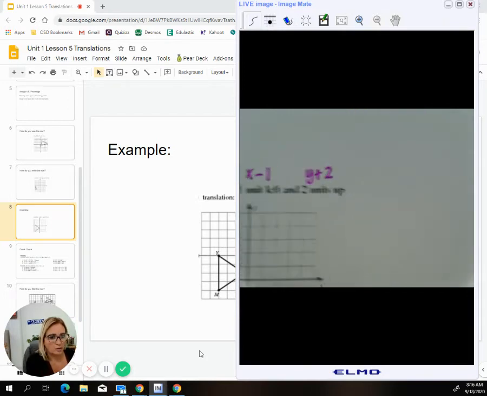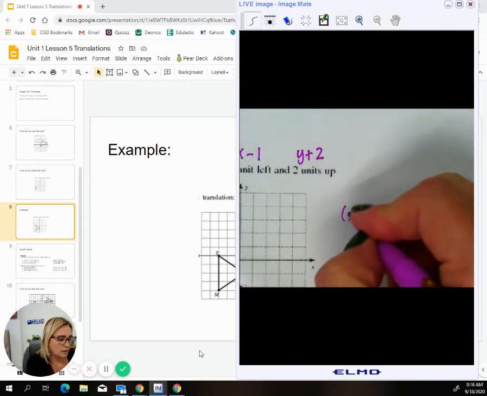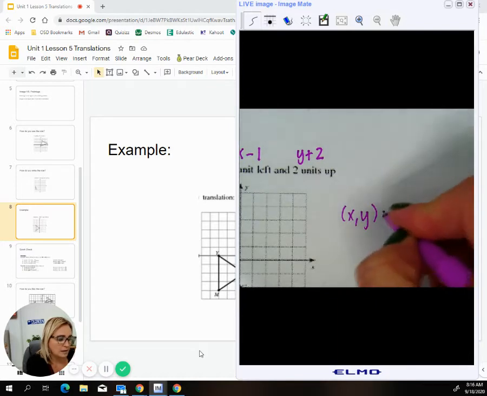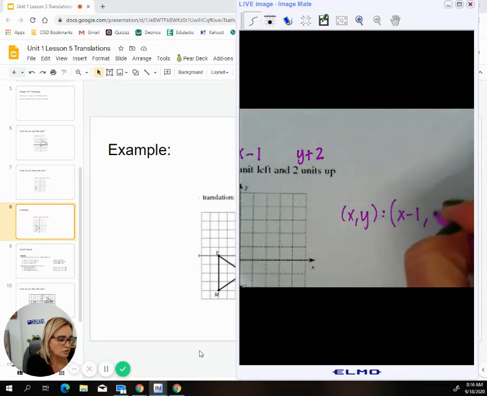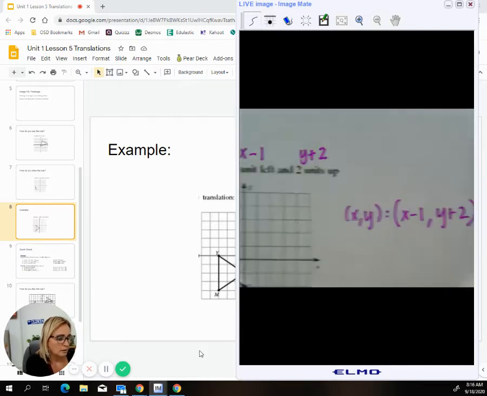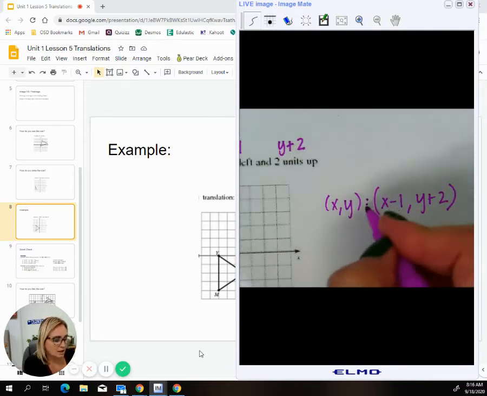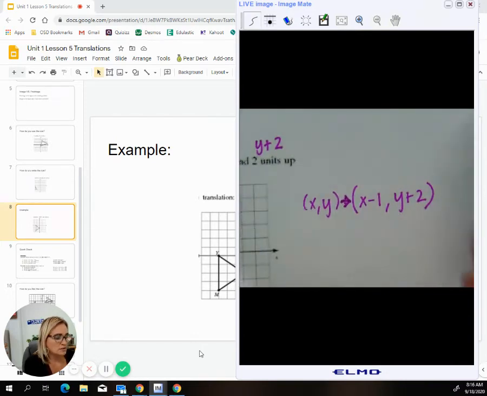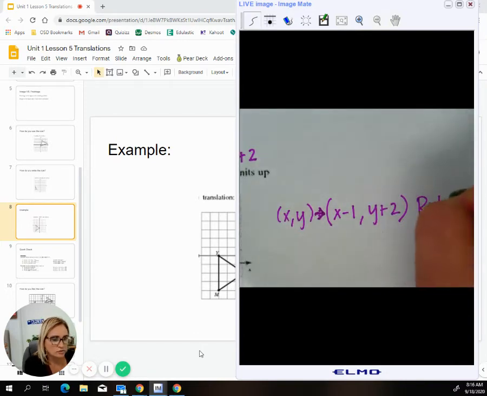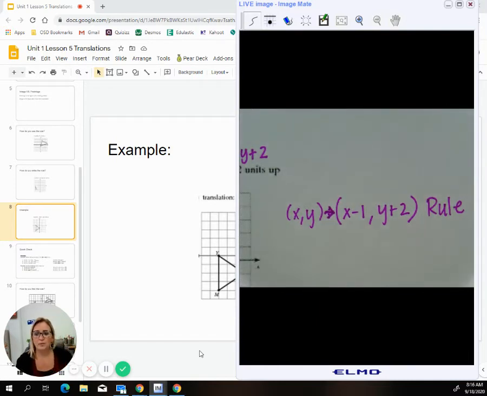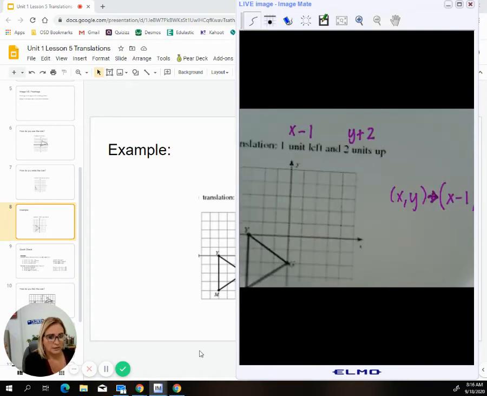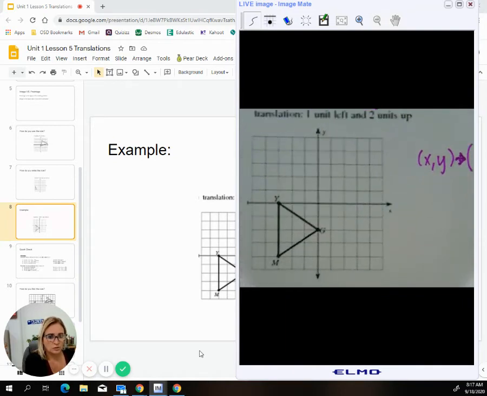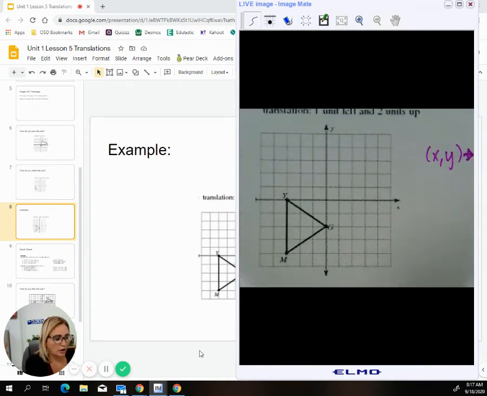So if we write our rule, it says that we are taking our pre-image and turning it into our new image. And sometimes they have an arrow here as well that you might see. Okay, so here is our rule. This is the rule. So if it ever asks you to write a rule, this is what it's asking for.